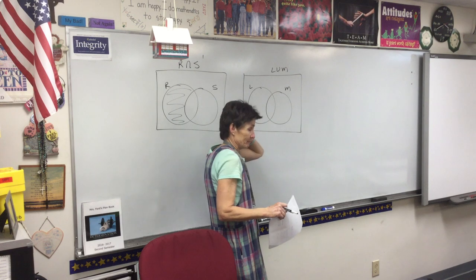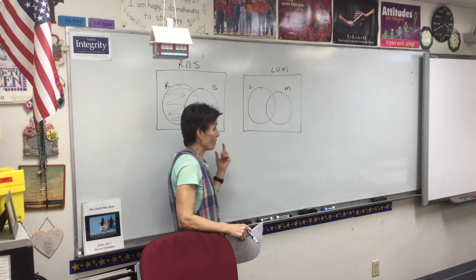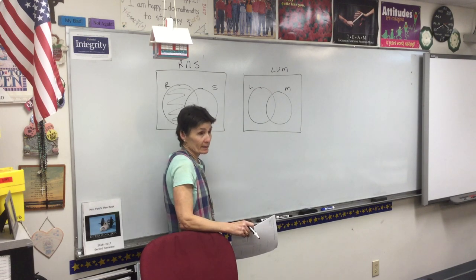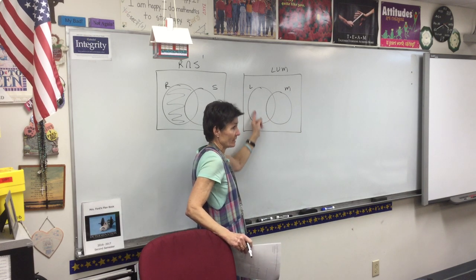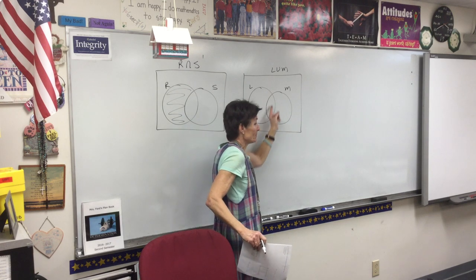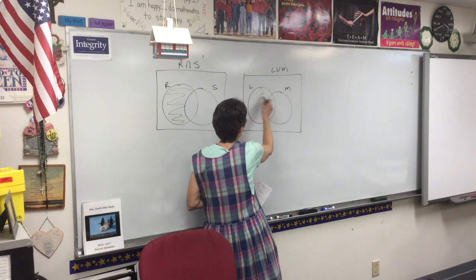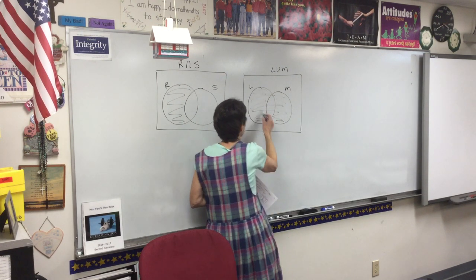All right, what does this mean? We like lemons or mangoes, right? So we want to shade in all the people that like lemons or mangoes. Are these all the people that like lemons? Yes. So they're going to get shaded. Are these all the people that like mangoes? Yes. So they're going to get shaded. So what's going to be shaded in? Everything that's in the circle.